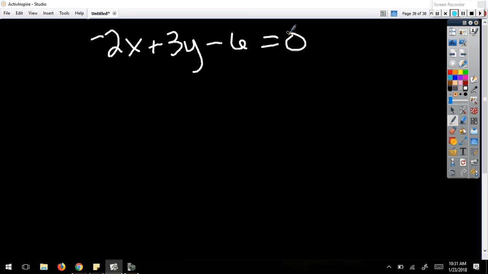What if I had something that looked like this? And I don't even have to graph it, I just need to know the slope and the y-intercept. What do I need to do? What's it need to look like to pick that information out? Y equals mx plus b. So I need to get y by itself. How can I get y by itself?